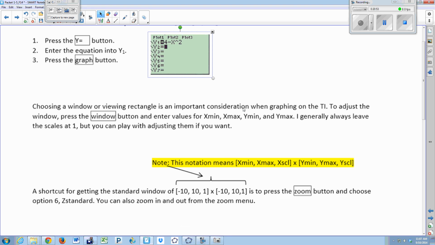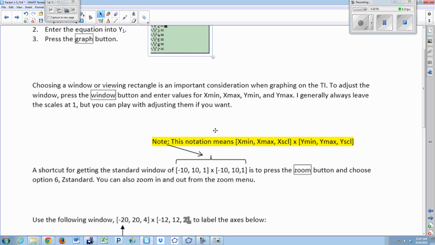No problem. Okay, so choosing a window or a viewing rectangle is one of the trickiest things to do for some functions. This particular function, it's not going to be hard. Sometimes you have to adjust the window to really get a full picture of the graph of the equation you're trying to graph, to see its entire shape or all the important points. I keep saying function because we're going to get there, so I've got to remind myself to say equation.